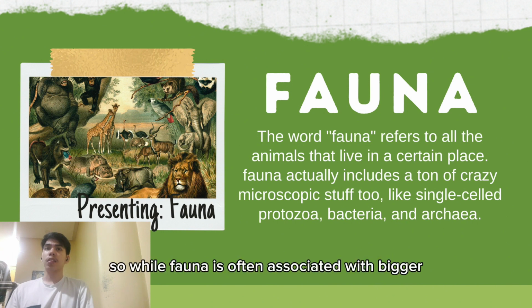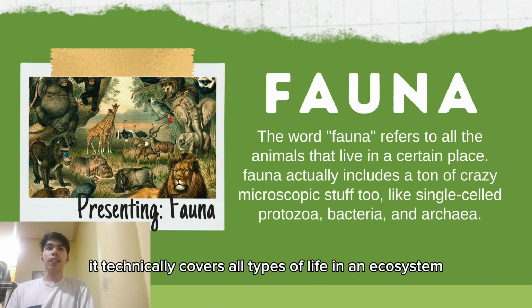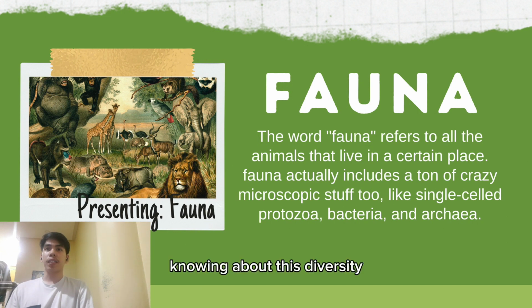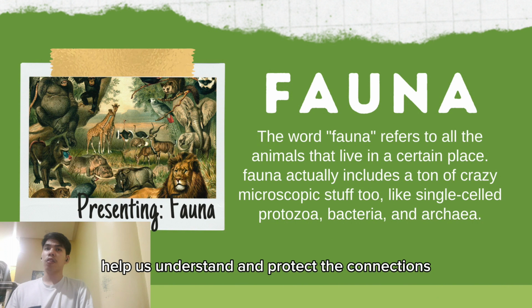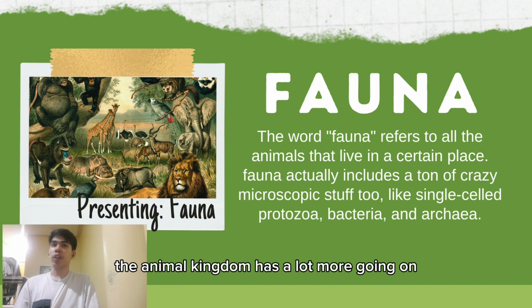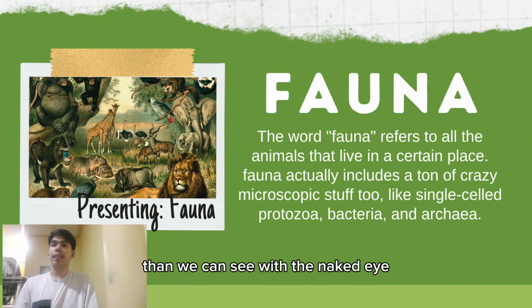So while fauna is often associated with bigger, visible animals, it technically covers all types of life in an ecosystem, from massive mammals down to tiny bacteria. Knowing about this diversity helps us understand and protect the connections between the different fauna and their environments. The animal kingdom has a lot more going on than we can see with the naked eye.